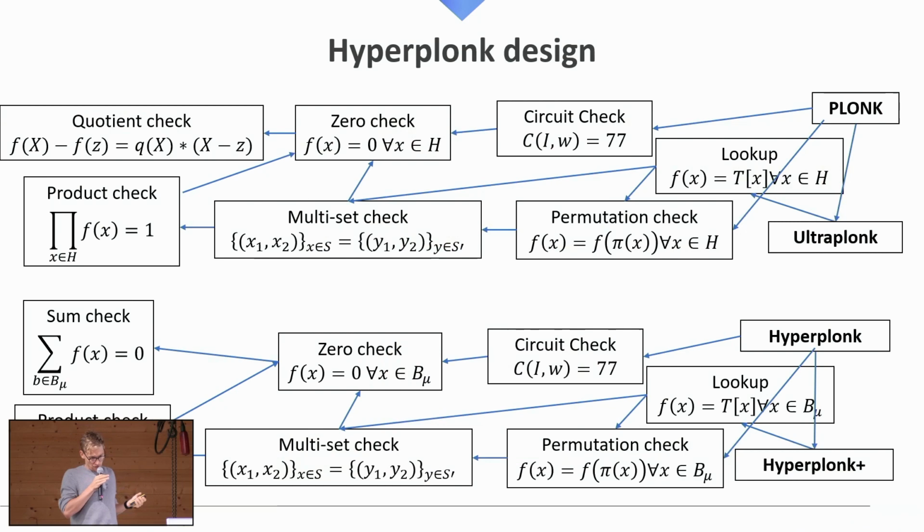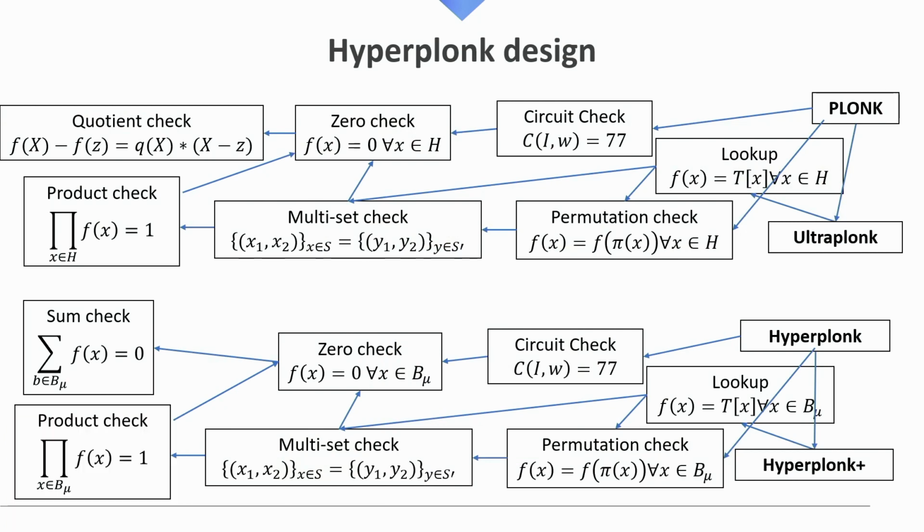So if we look at the high-level view of how Hyperplonk works, it actually looks fairly similar to Plonk. It's just that we replace some of the components. Importantly, we replace the quotient check with the sum check protocol, and we also have to change things like the product check and the lookup check, because now it's not a product over H anymore, it's a product over this hypercube.